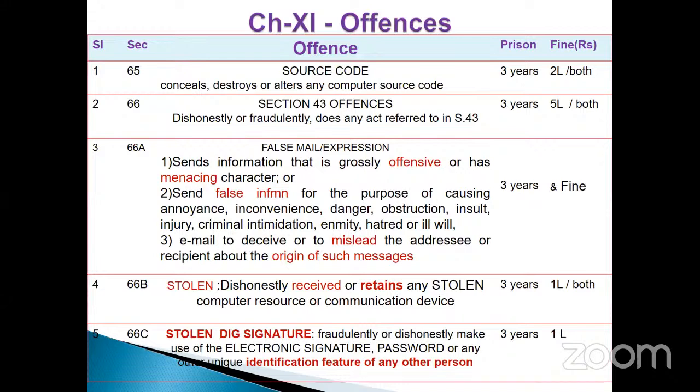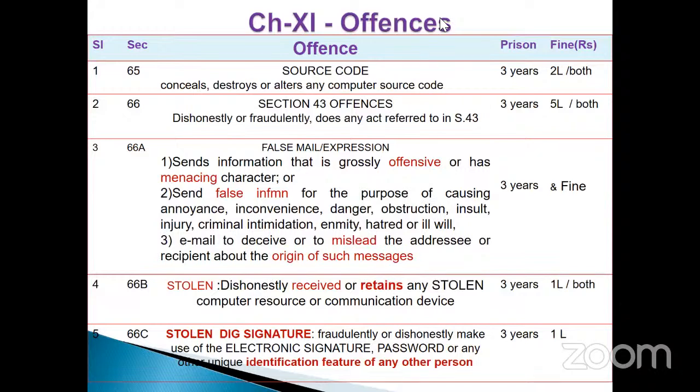Chapter 11 offenses: 65, 66, 63, like that. So section number, then offense, the kind of offense, type of offense. I have divided it into section number, offenses, imprisonment, then fine. It's easy for you to remember. The offenses are penalized with imprisonment or fine. We'll see one by one.